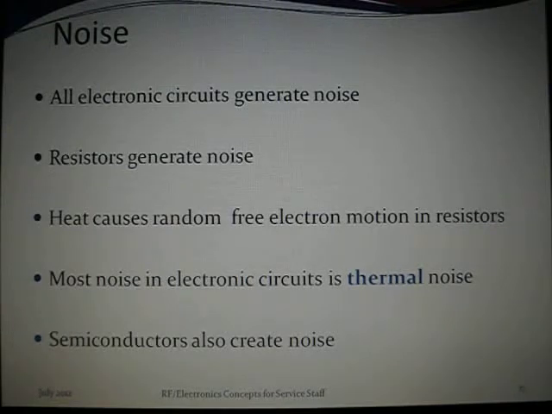Noise. Noise is generated by virtually all electronic circuits. Resistors generate broadband noise even when no current is flowing through them. Heat energy is something that's always in the ambient air, and it causes random free electron motion in resistors, creating tiny voltages across the resistor, maybe microvolts or even nanovolts. Most of the noise in electronic circuits is called thermal noise, and sometimes it's also called Johnson noise or white noise. Semiconductors such as diodes and transistors also create noise as the electrons cross the junctions, and that noise is often called shot noise.